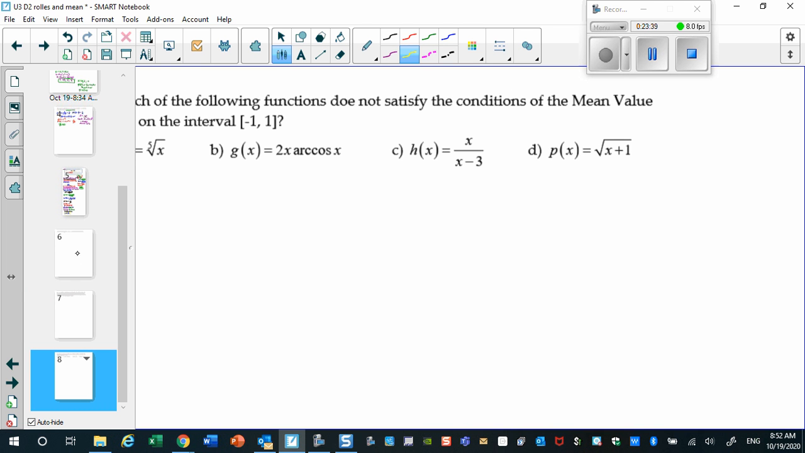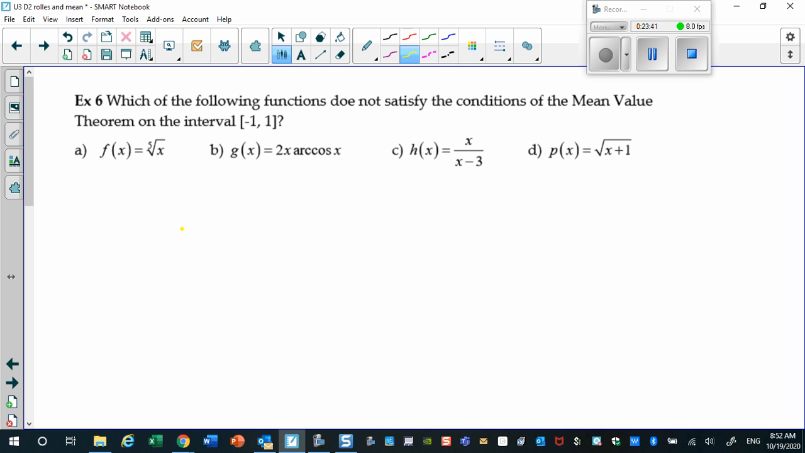Actually, I'm going to skip to this one, and then I'll go back to that one in a second. This is number 6. And here's why I want to skip to this, because I need you to recognize what conditions have to be met first. That says do not satisfy. So think about what it has to be in order to be satisfied. It has to be continuous and differentiable. Well, this one's a continuous function, so that's good.